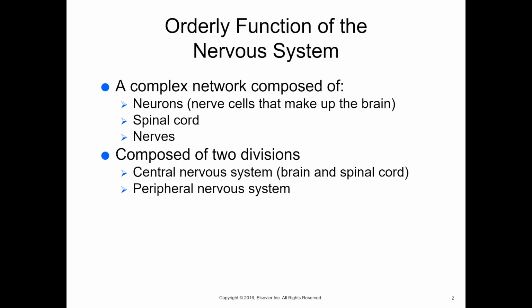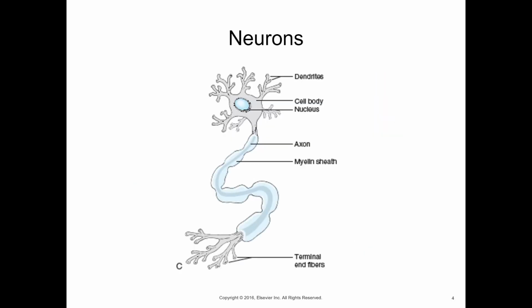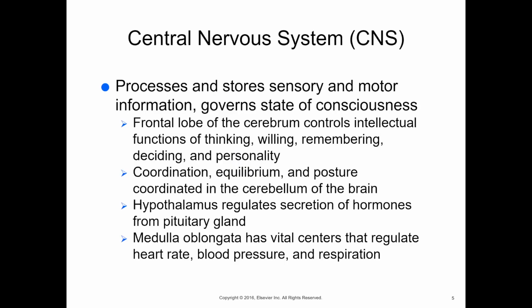We have the two primary divisions, our CNS and PNS. Our central nervous system is just the brain and spinal cord, and everything outside of that is peripheral nerves, okay? And that includes your cranial nerves. Even though they come directly from the brain, they are considered peripheral nerves. Here's a quick refresher of primary pieces of anatomy and the histology of a neuron.